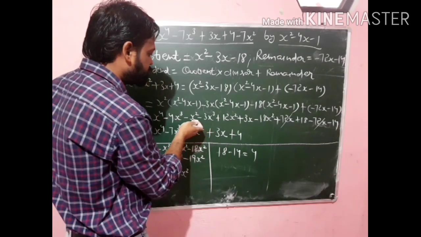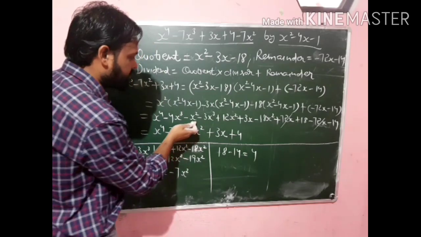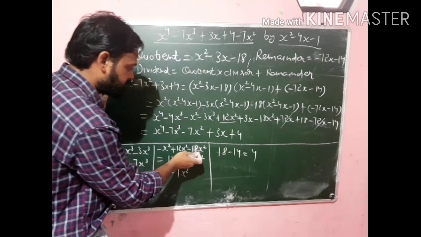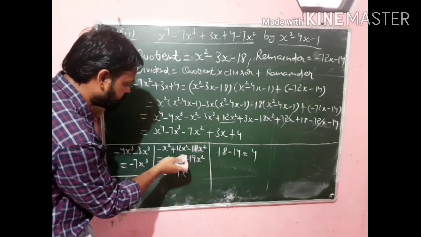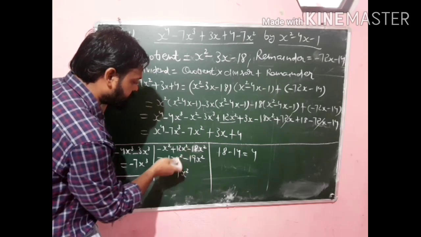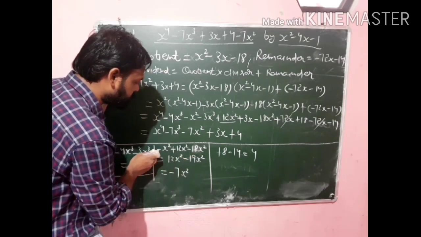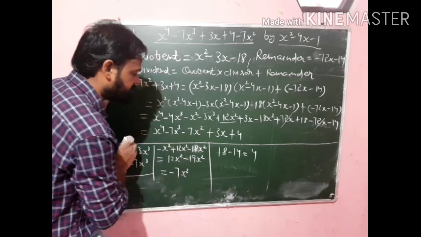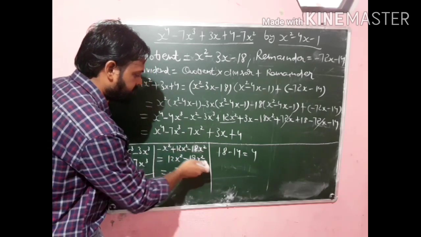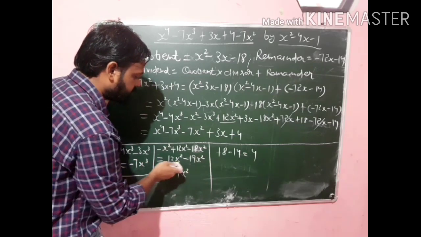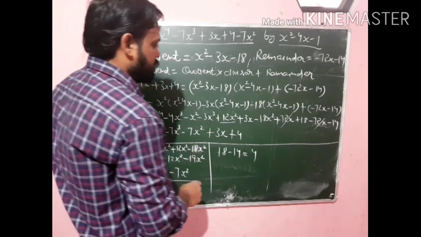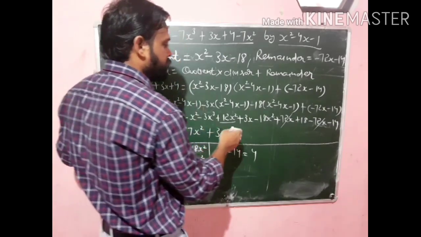And now see the value of square. This is minus x^2, and this is 12x^2, and this is minus 18x^2. So write down this one here, and you can see this is positive 12x^2, so write down here as it is. And now you can see this is a minus x^2 and minus 18x^2. So minus minus is plus, 18 plus 1 is minus 19x^2. Now subtract the terms, we got minus 7x^2. So write down here.